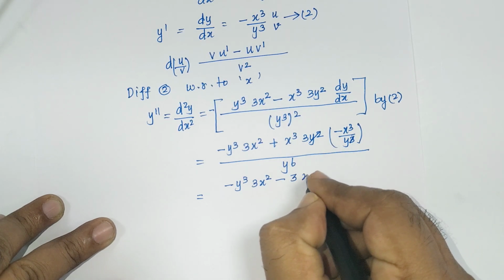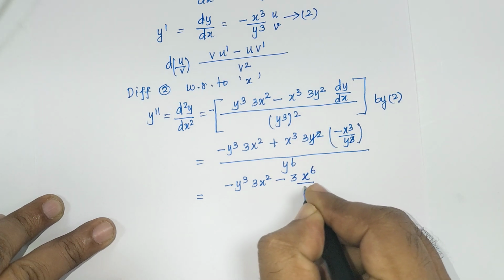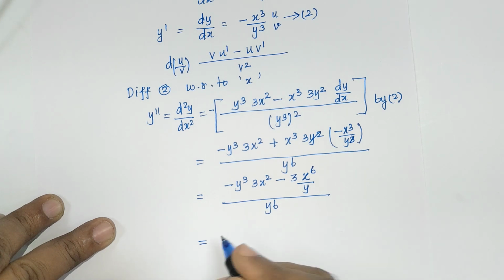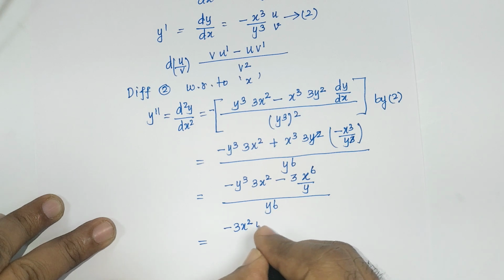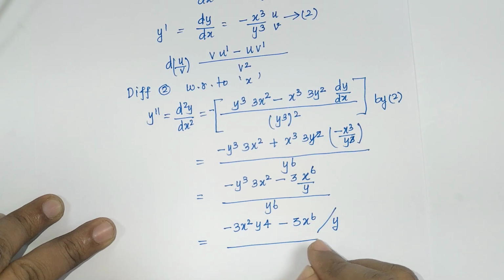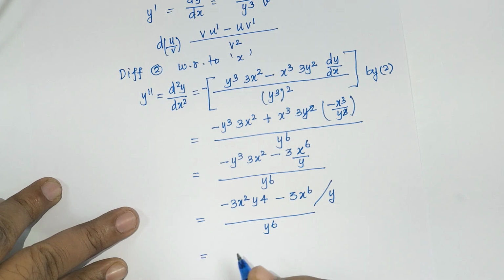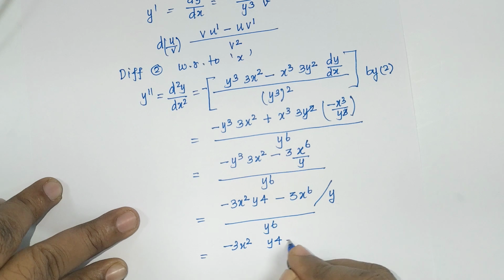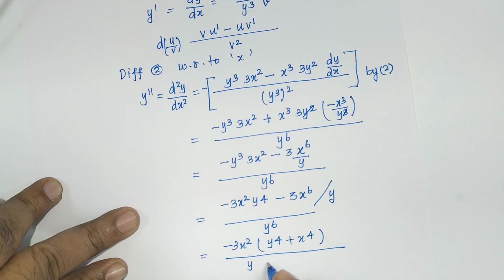x cube we can multiply, powers we can add, x power 6 divided by y, because in the denominator you will have y, okay, divided by y power 6. Then now you can cross multiply the numerator term: y into y cube 3x square minus y power 4 and minus 3x power 6, the common denominator term is y, and denominator term y power 6, okay. Now from this, I will take outside minus 3x square commonly. So minus 3x square I took outside commonly, and here you will have y power 4, and since I took minus 3x square outside, here you will have x power 4, and divided by this denominator y, and 1 by y power 6 we can write y power 6, okay.